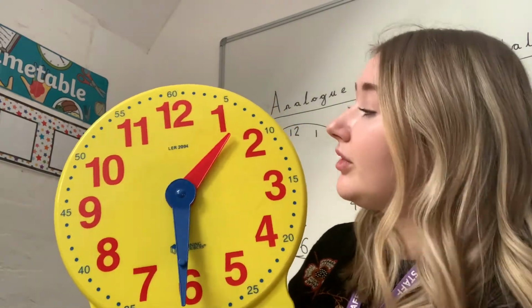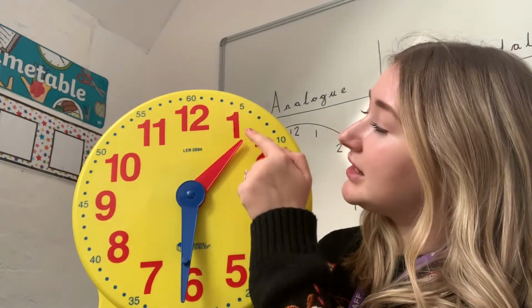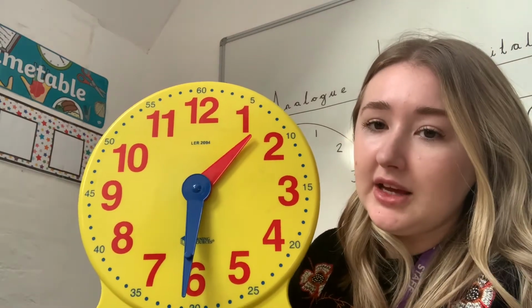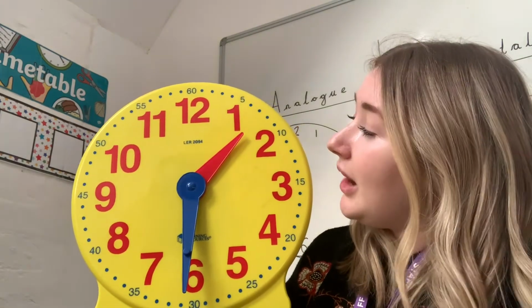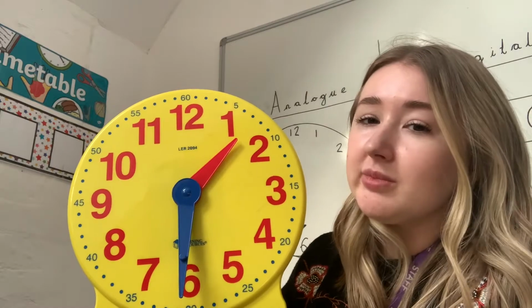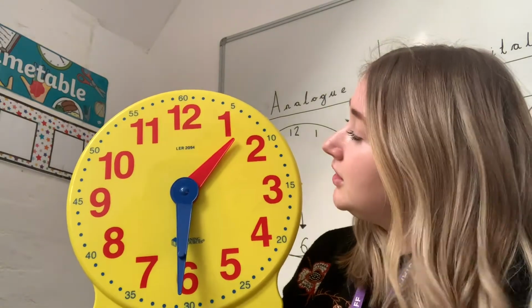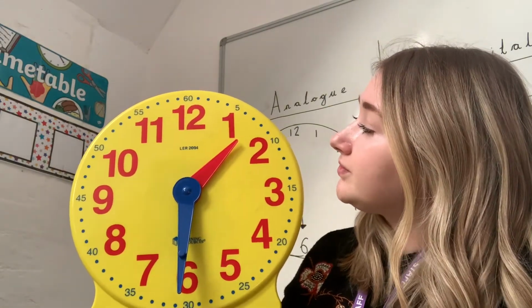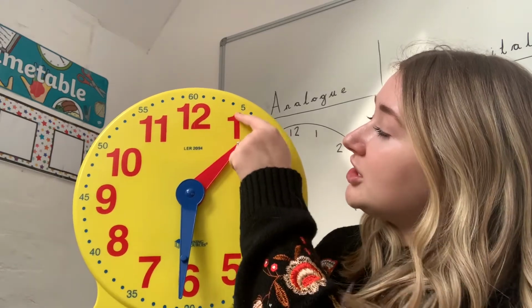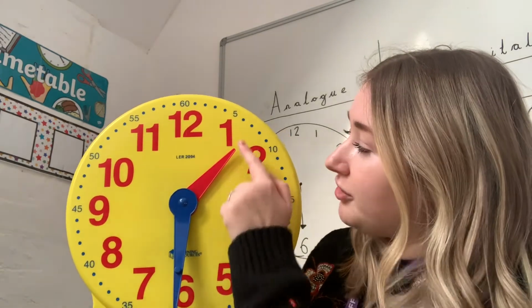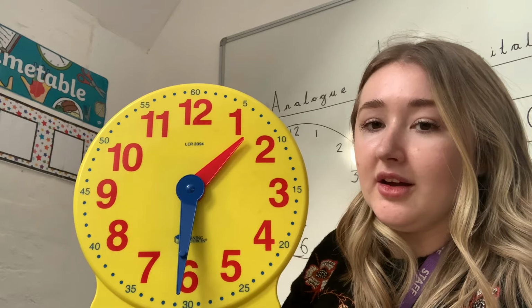Now, we can see that our hour hand has just moved slightly off the 1. However, it's not quite on number 2, is it? No, it's not quite on number 2. So we are still on 1 o'clock. It is just 1:30. Okay?